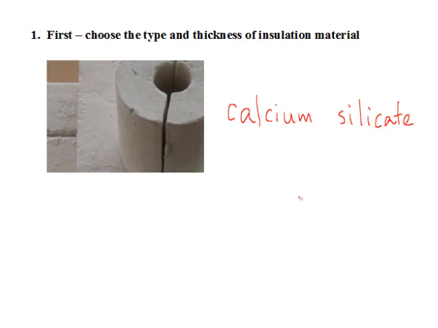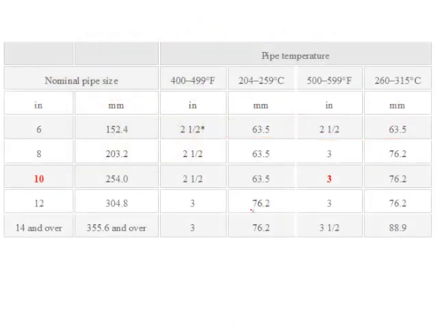In the first step, we must choose the type and thickness of insulation material to be used. For this particular problem, we will choose calcium silicate as our insulating material. We determine the thickness of the insulation from a table such as the one shown here.